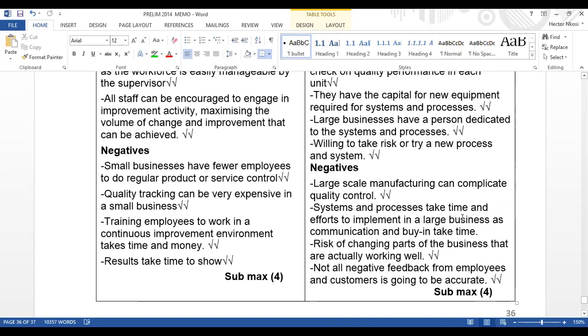Systems and processes take time and effort to implement in a large business, as communication and intake are needed. Right. The risk of changing parts of the business that are usually working well, that's another negative or disadvantage. Also, not all negative feedback from employees and customers is going to be accurate. Not everything is going to be accurate, right? Very important. Can you see how we have laid out the body of your essay? This is how you need to do it in an exam situation.